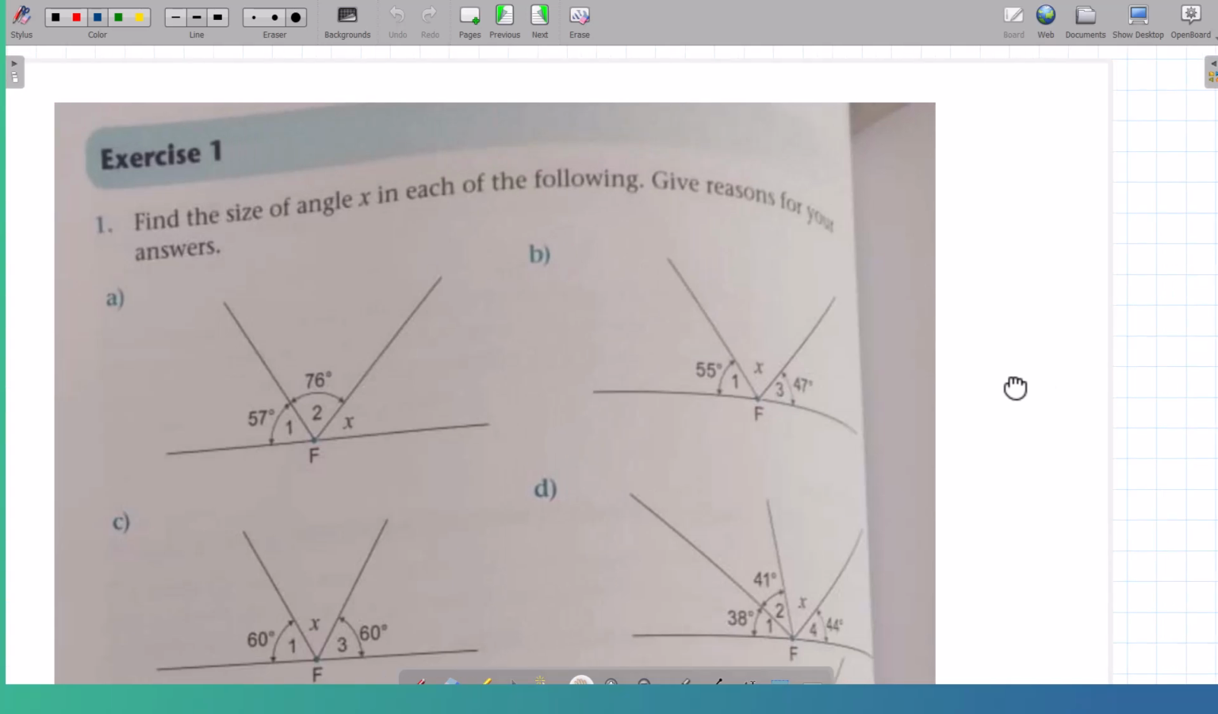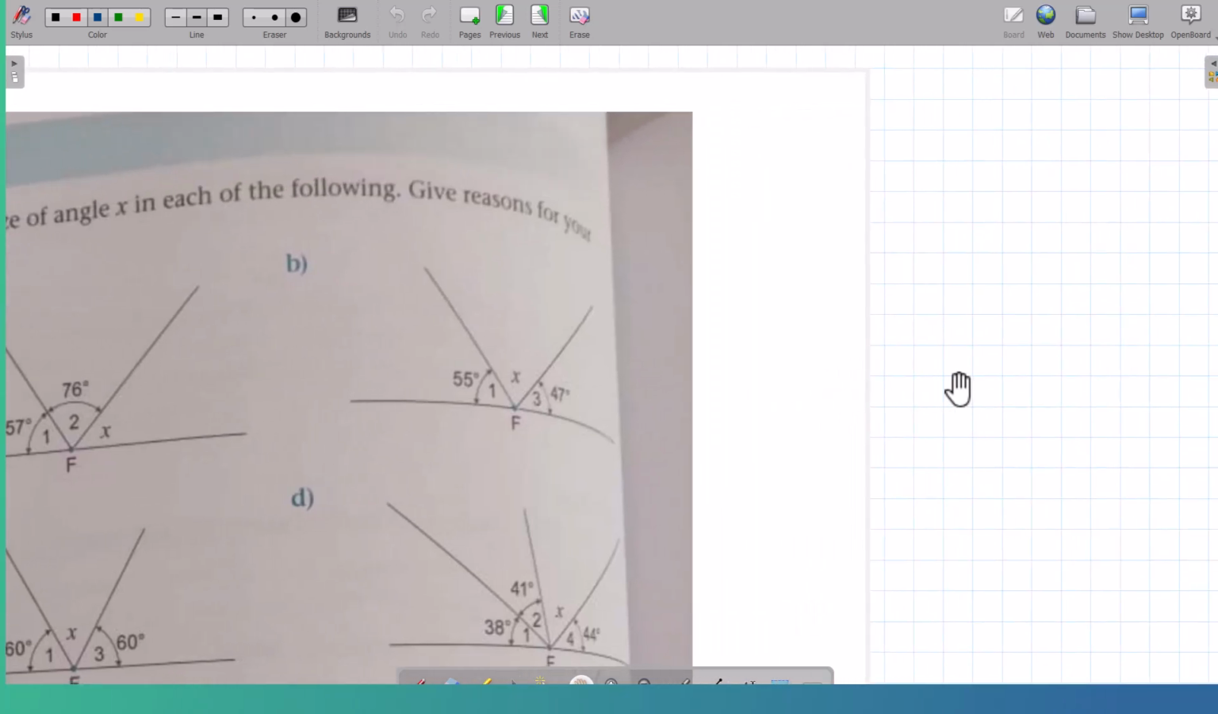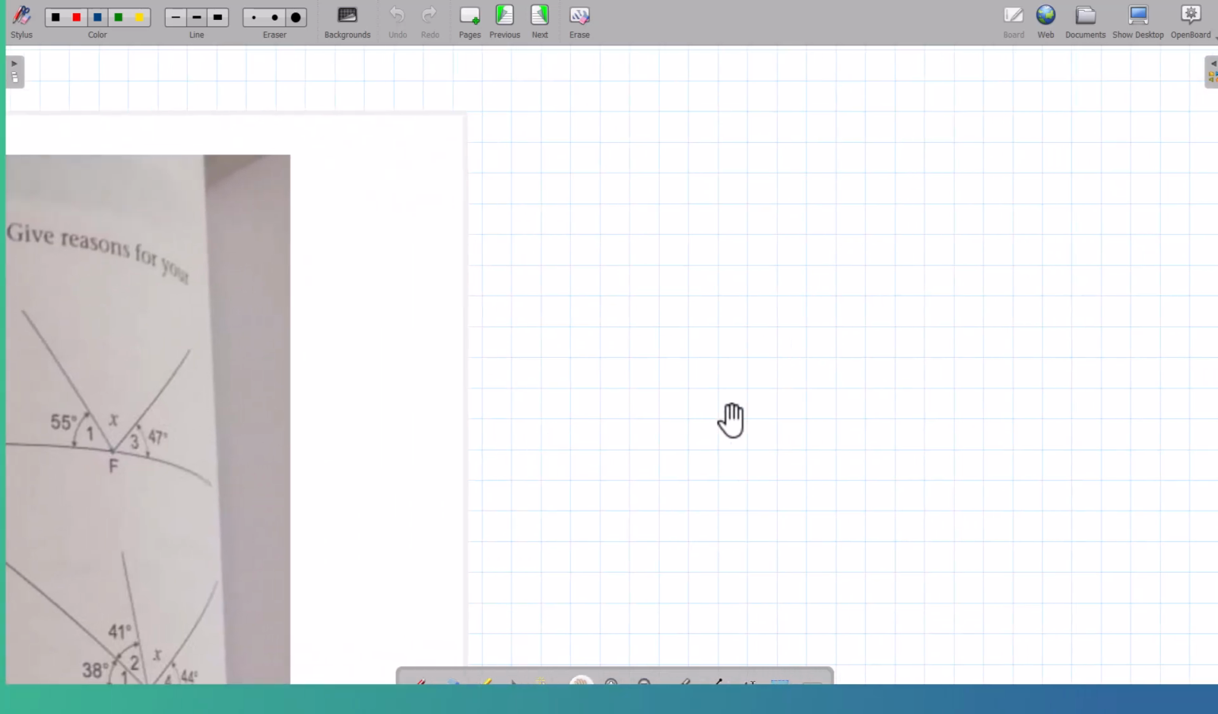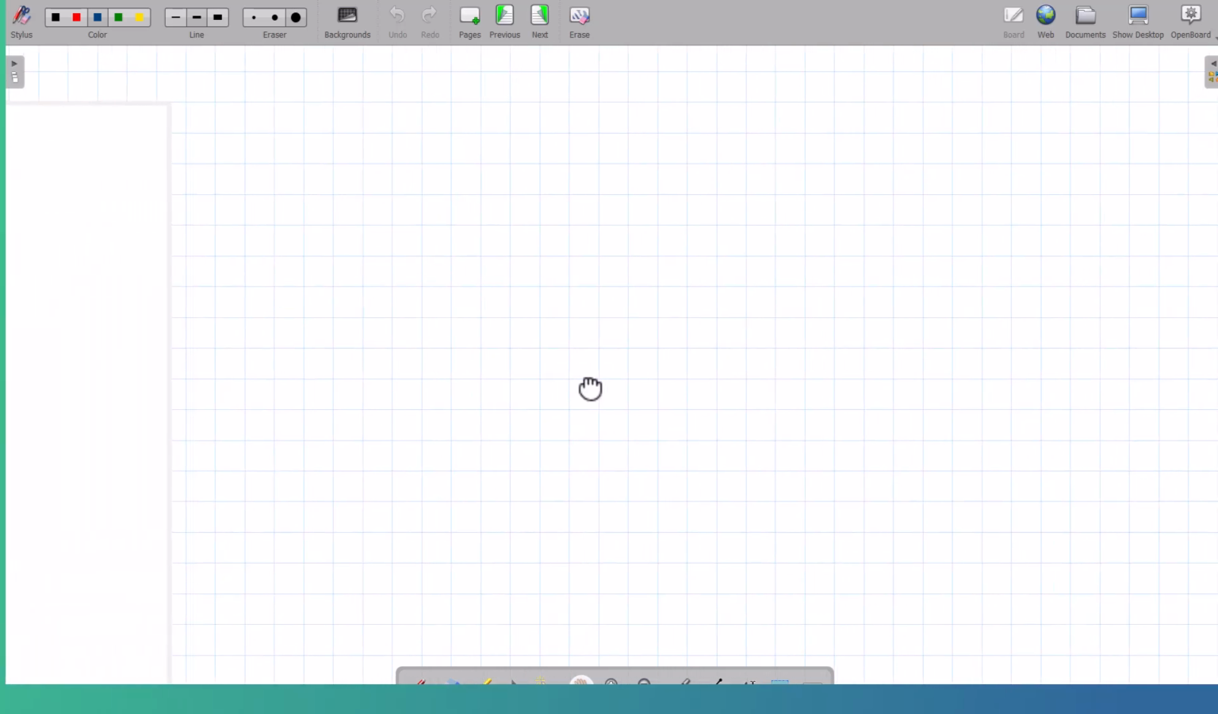I think you see my screen, right? Do you see the squares on my screen, or you don't see them? The squares, do you see them? Oh, they're too faint. You can see them? Okay.